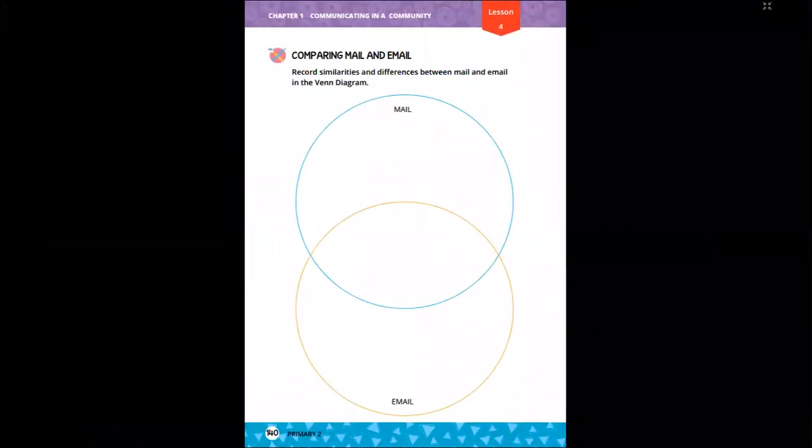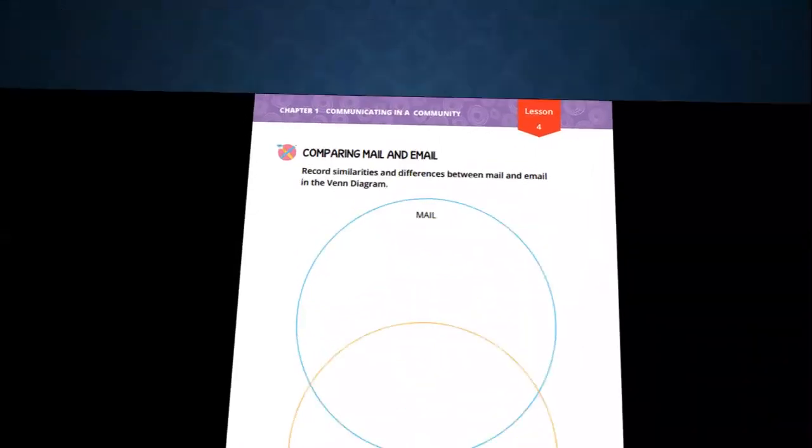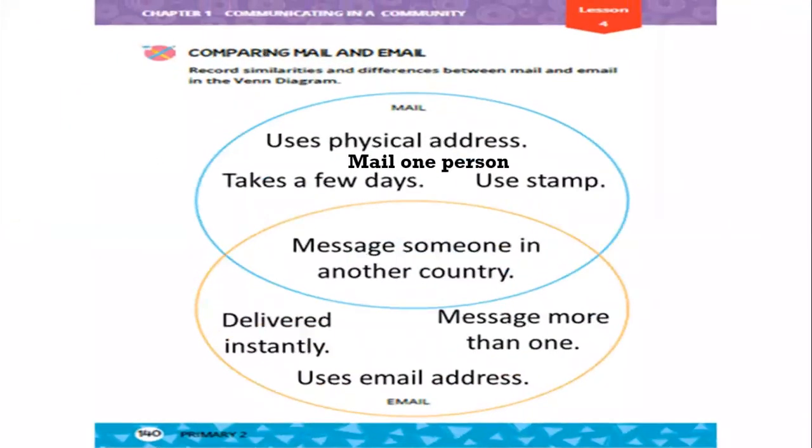Now, please turn to page 140 to record the differences and similarities between the two ways. Do you know what is the name of this shape in front of you? Yes, exactly. Super kids. It's called the Venn diagram. We use it to record the similarities and differences among different things. Here, we record what we said about differences and similarities between mail and email.